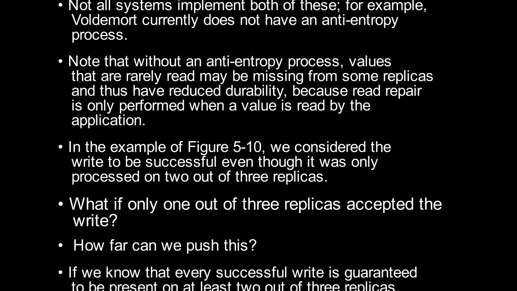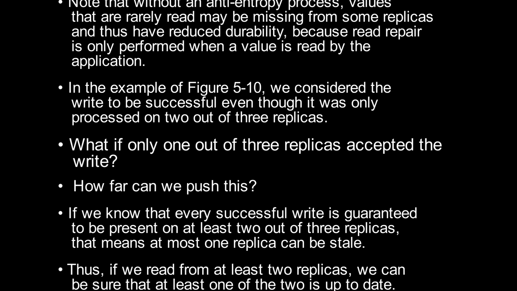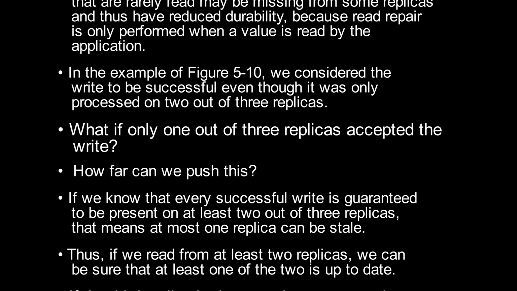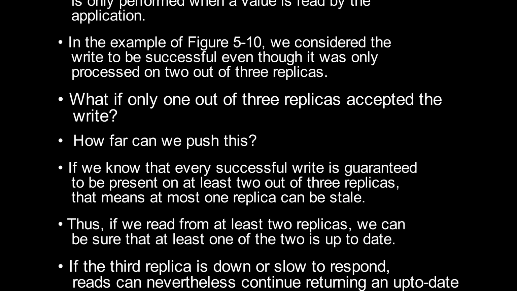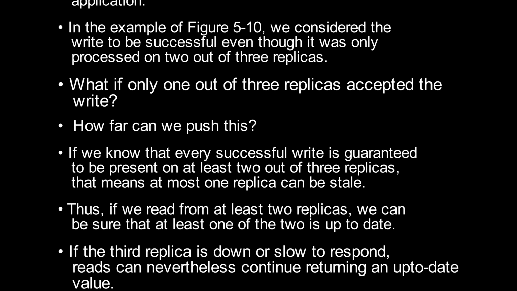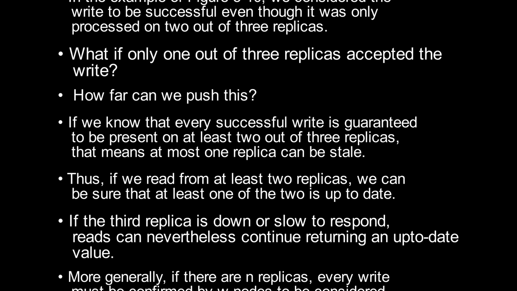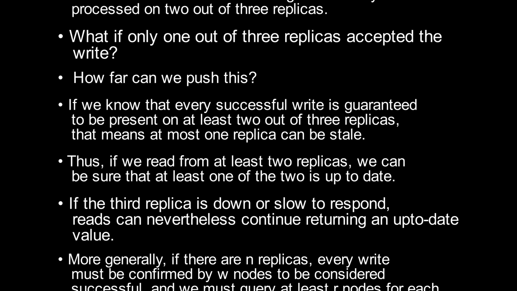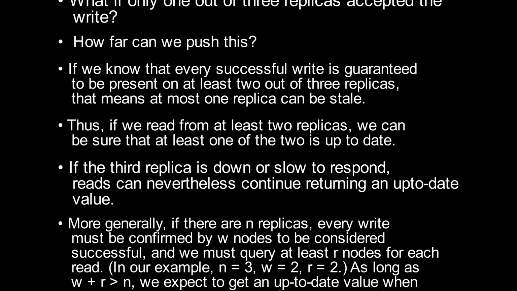What if only 1 out of 3 replicas accepted the write? How far can we push this? If we know that every successful write is guaranteed to be present on at least 2 out of 3 replicas, that means at most 1 replica can be stale. Thus, if we read from at least 2 replicas, we can be sure that at least one of the 2 is up to date. If the third replica is down or slow to respond, reads can nevertheless continue returning an up-to-date value.